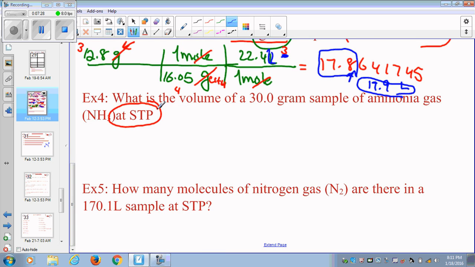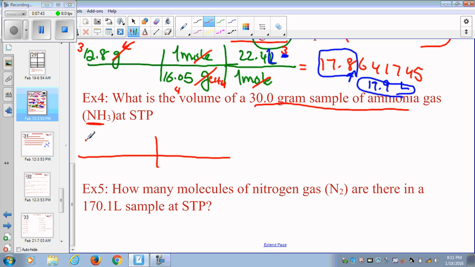Let's do example number 4. So let's do example number 4. What is the volume of 30 grams of ammonia gas? And here's the formula for ammonia. So what I'm given is 30.0 grams. You must understand that you need to write this 30.0. If you write 30 here, it will give you 1 significant digit and that will mess up your whole answer. So you start with 30 grams and then of course you need the molar mass of ammonia right here, which I believe is 17.03 grams, which is equal to 1 mole.